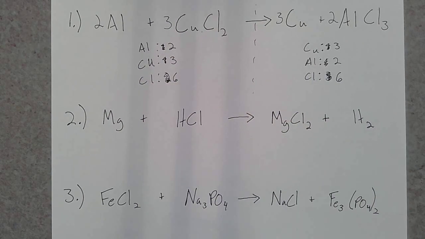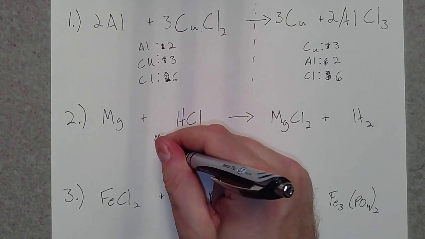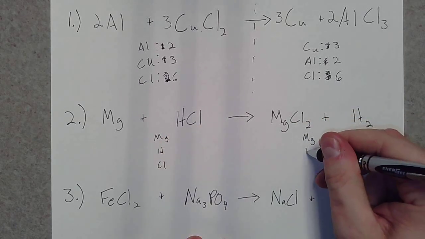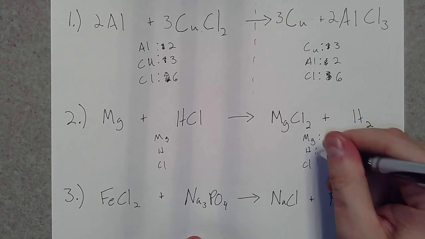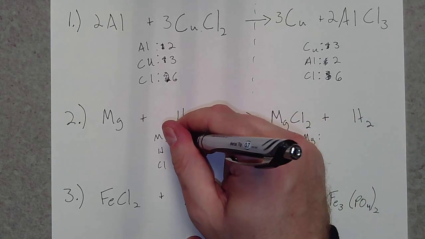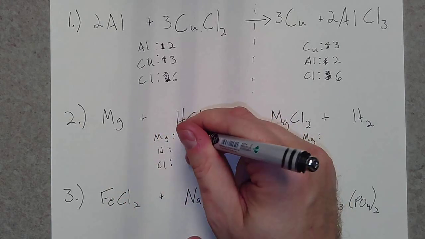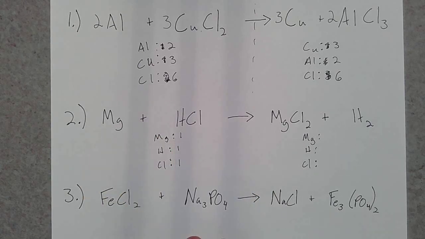So let's take another look at magnesium and hydrochloric acid. Let's take a look at those two together. So let's do our scorecard. We got Mg, we got H, and we have Cl. And over here we should have Mg, H, and Cl. So we're just trying to look at how we can balance these two out. At the start, over on this side, I just have one of everything. There's no subscripts and there's no coefficients.